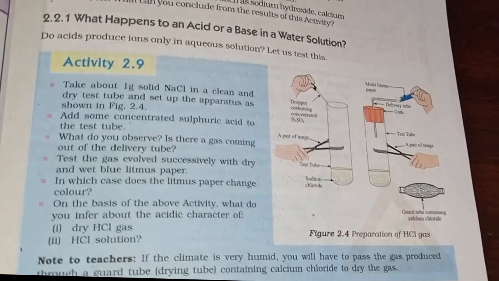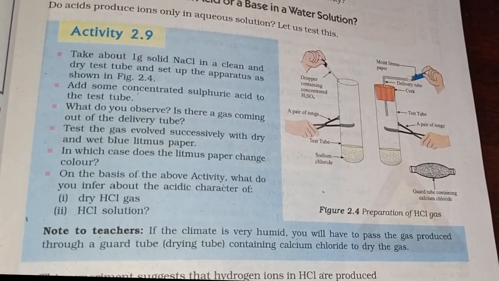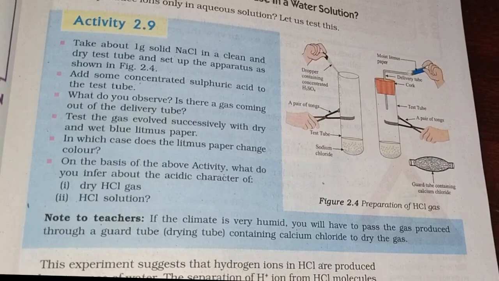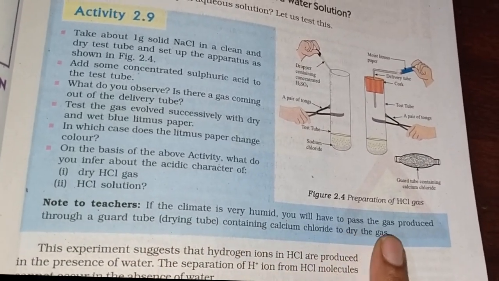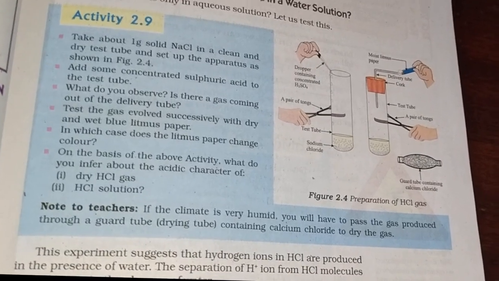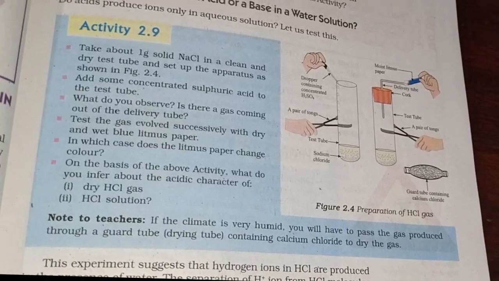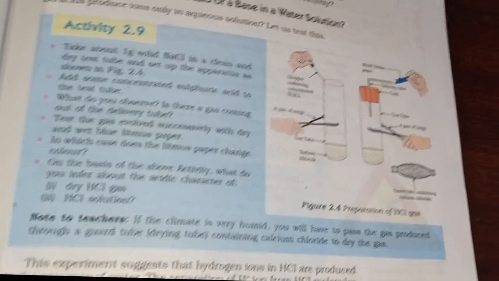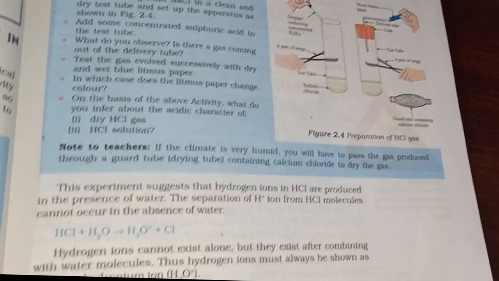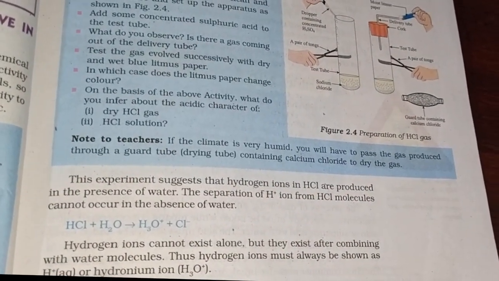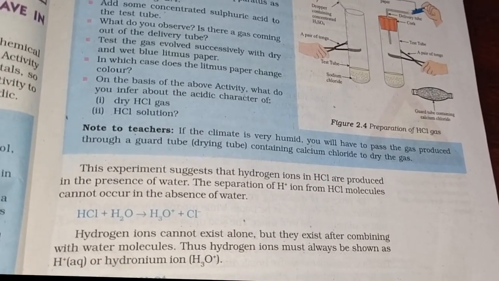So on the basis of the above activity, you can infer the acidic character of HCl gas or HCl solution. If the climate is very humid, we have to pass the gas produced through a guard tube containing calcium chloride to dry the gas. So we are testing whether the reaction occurs only in solutions or in the dry state also. What happens? This suggests that hydrogen ions in HCl are produced only in the presence of water. The separation of H plus ions from HCl molecules cannot occur in the absence of water.